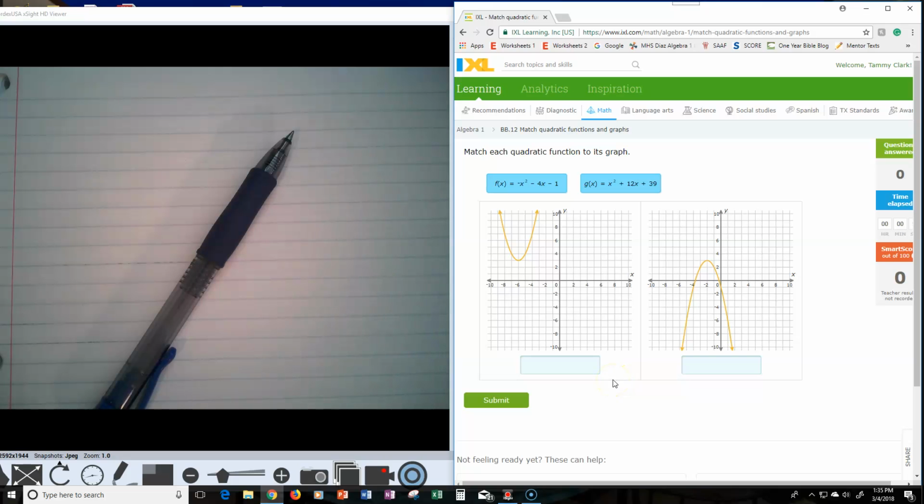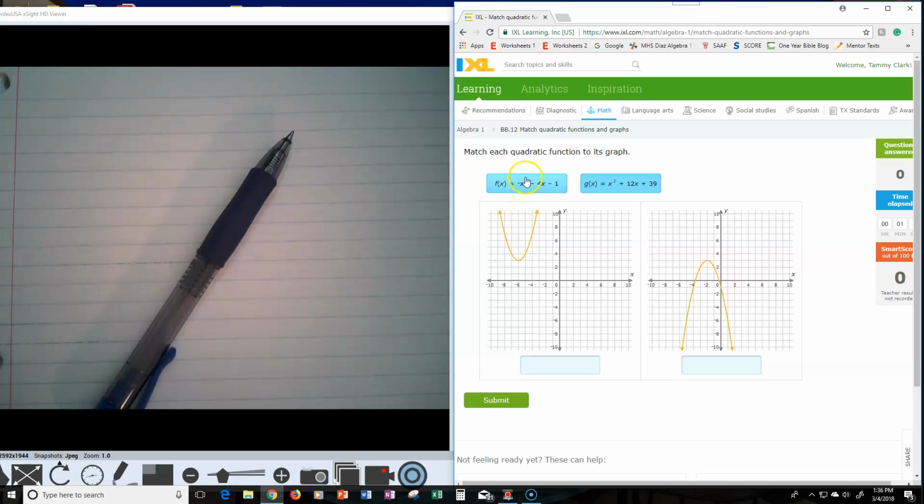All right, we're going to look at our final BB, which is BB12, match quadratic functions and graphs. I have seen that a lot of you have done this already and you've picked up really quickly, which is great.